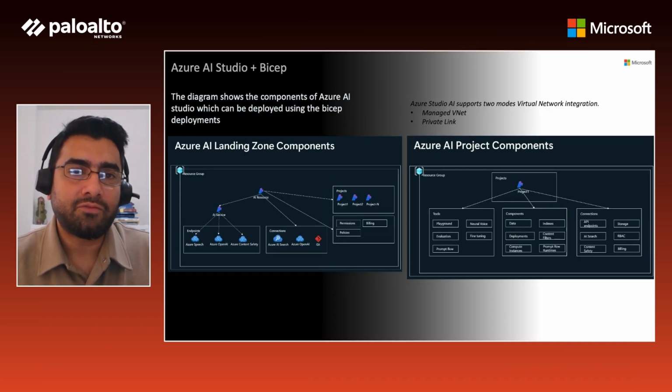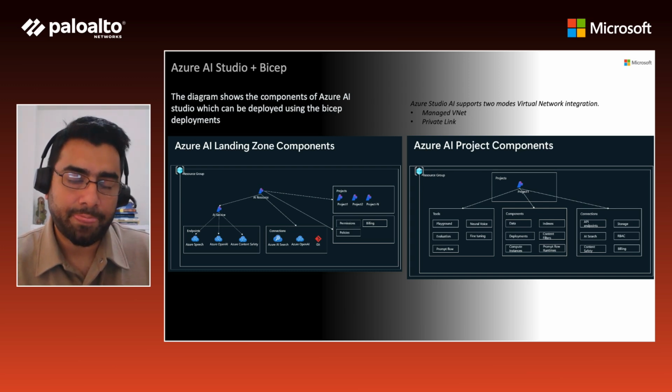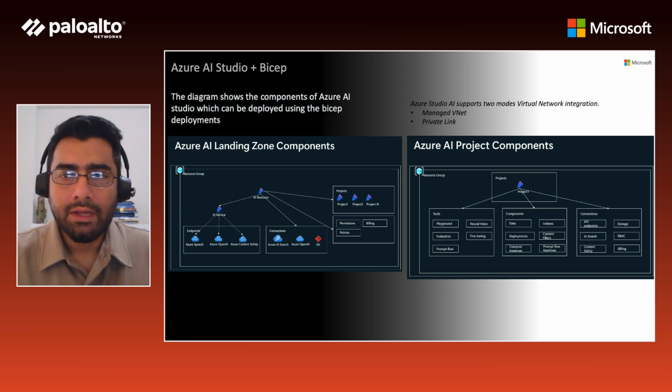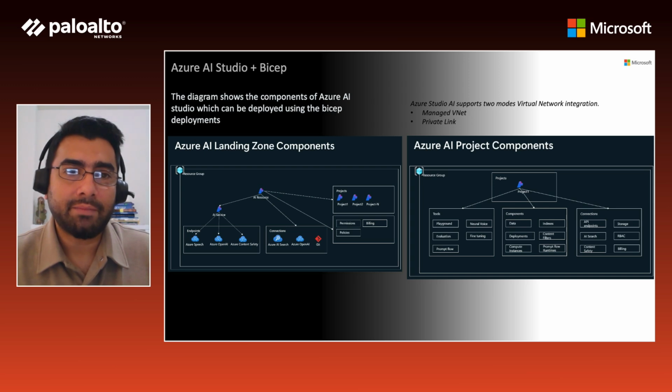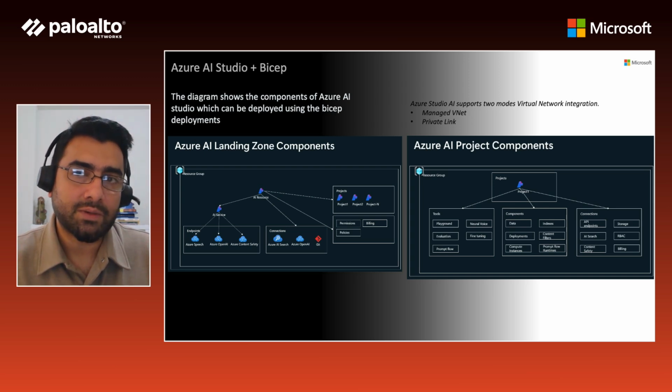So this diagram gives you the components of Azure AI Studio, which can be deployed using the Bicep deployment. So you can use Azure Bicep and Azure OpenAI Studio together to deploy your solution for OpenAI. Also, Azure OpenAI Studio supports two types of virtual network integration right now. One is the managed VNet, and also the private link as well.